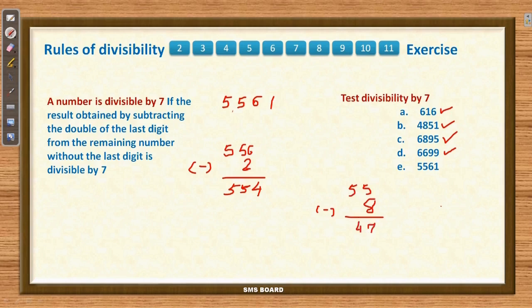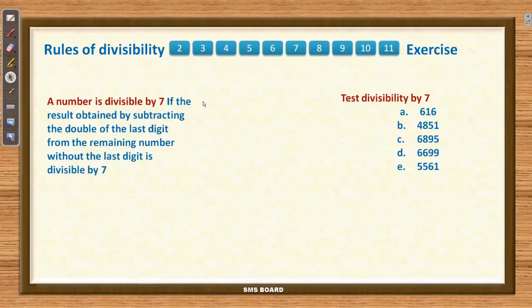Then 47. 47 is not divisible by 7. So this 47 is not divisible by 7. So 5561 is not divisible by 7. So we have understood the divisibility test by 7.